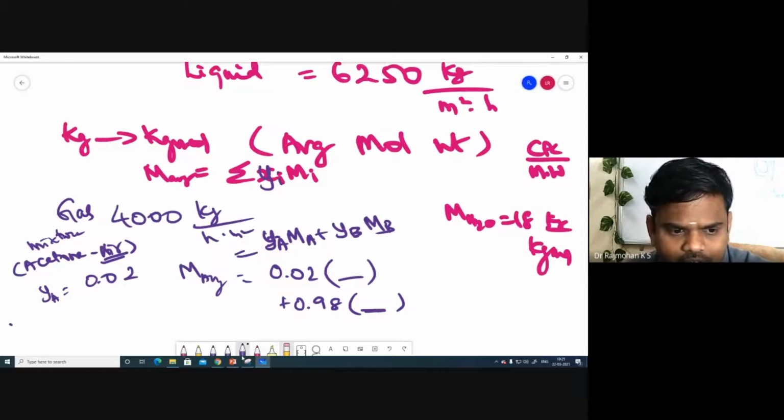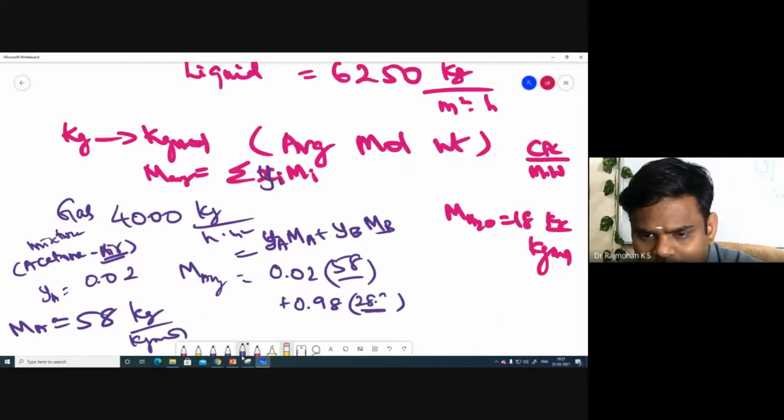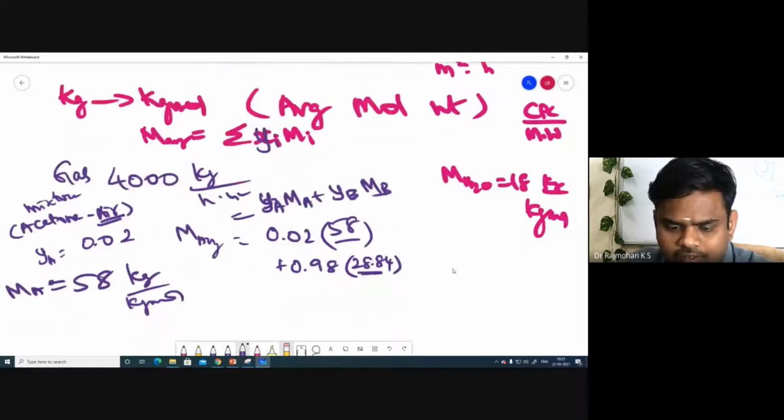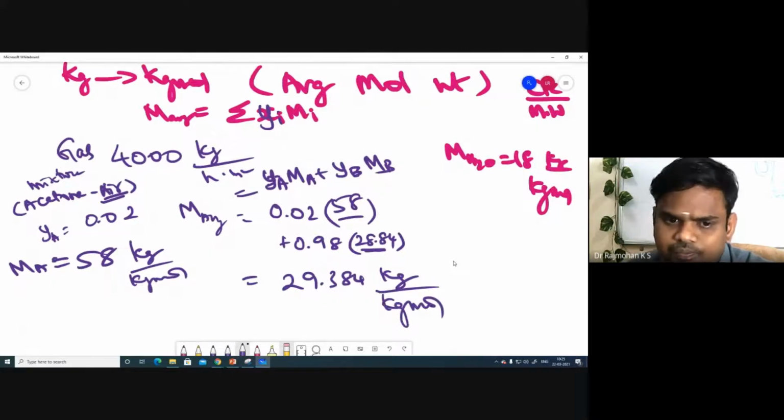So MA is equal to 58 kg per kg mole. So 0.02 into 58 plus, for air, you can take 28.84. So what is the average molecular weight? The average molecular weight is 29.384 kg per kg mole.